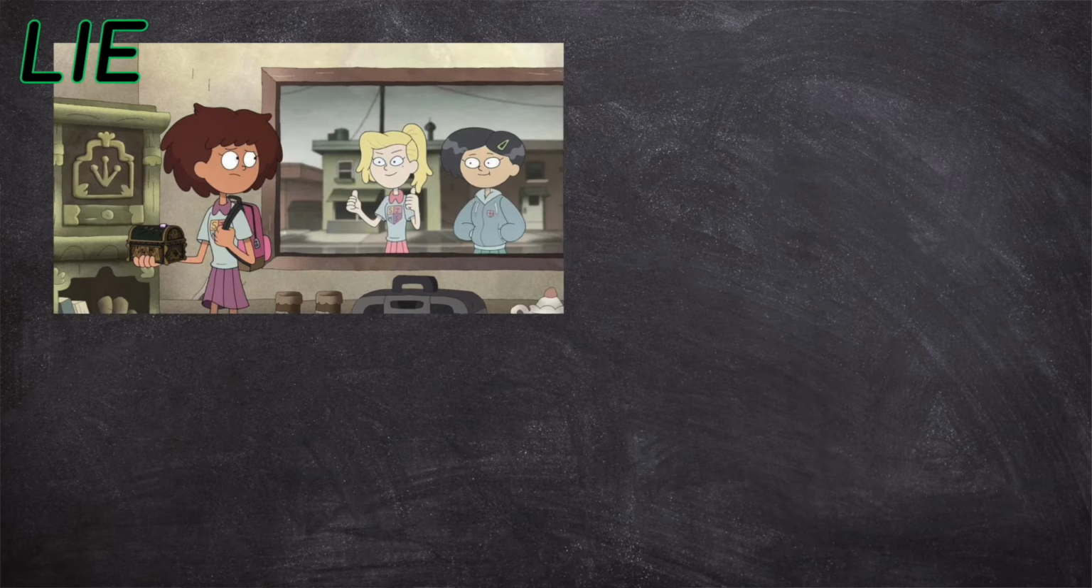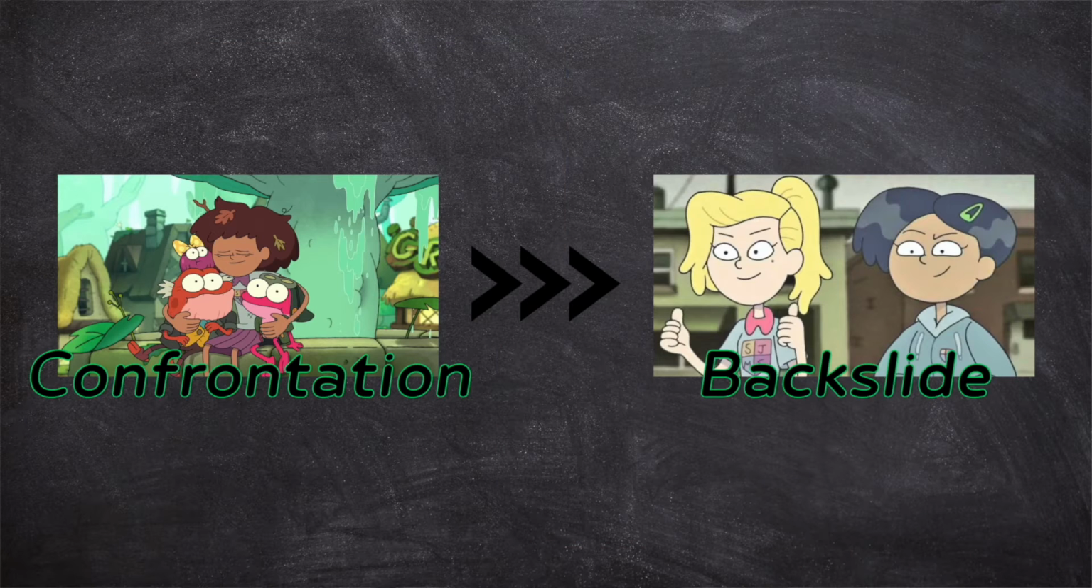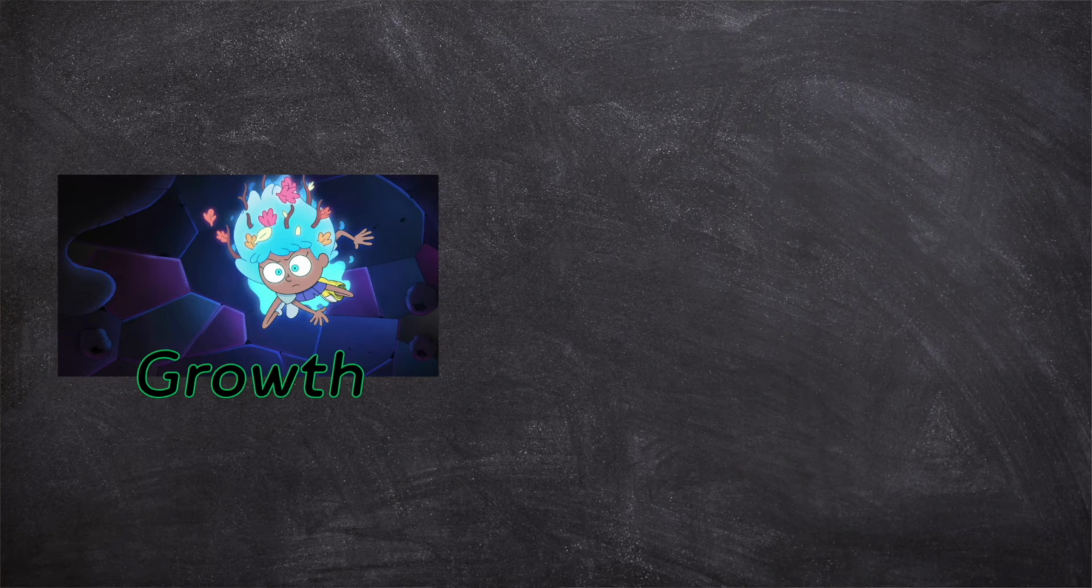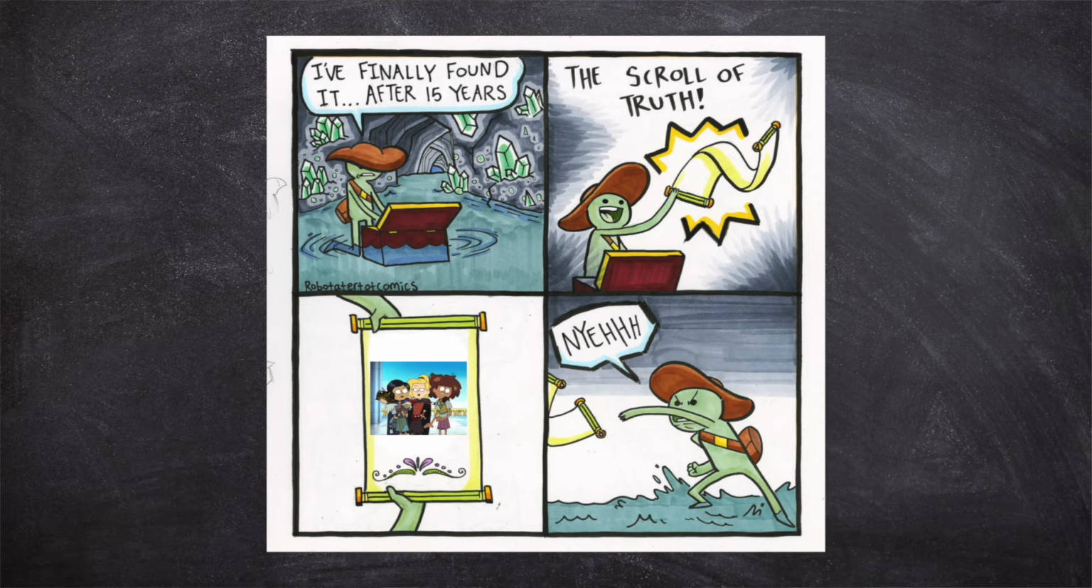Like most arcs we've talked about here, it begins with the character believing a lie. But unlike most arcs, discovering the truth is not a good thing. It uses the same pattern of confrontation and backslide as the growth arc. Really, the only difference is the end goal. Whereas the growth arc ends with a positive evolution of the character and a happy ending, the disillusionment arc ends with tragedy. The character finds the truth more terrible than the lie they had once believed and completes their fall into darkness.